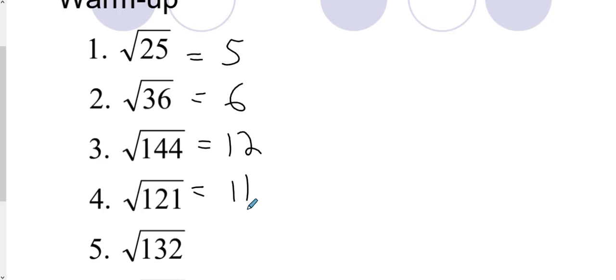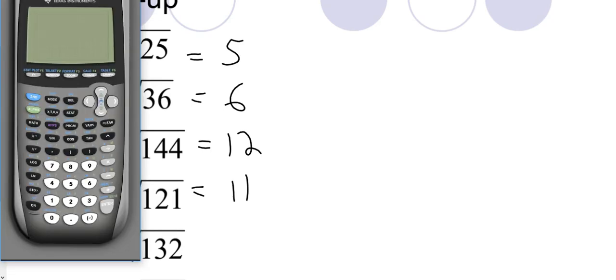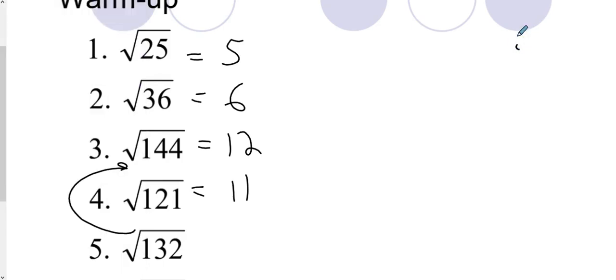Well, this one's a little bit different because there is no number that makes 132. And now look, where is 132? It's between 121 and 144, which means if we type this into our calculator, the square root of 132, what do we get? We get a decimal. It's about 11.5, which makes sense because 132 is about halfway between 121 and 144.